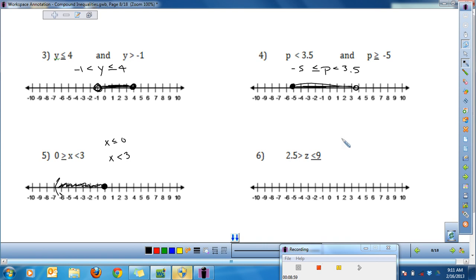This one's very similar. We have z is less than 2.5 and z is less than or equal to 9. So I'm going to draw a closed dot on 9, and I would shade everything to the left. I'm going to draw an open dot on 2.5, which then I'd also graph to the left. This one would be graphed to the left. This one would also be graphed to the left. But the only part that they cross is right here. So we would only graph the part that they cross.